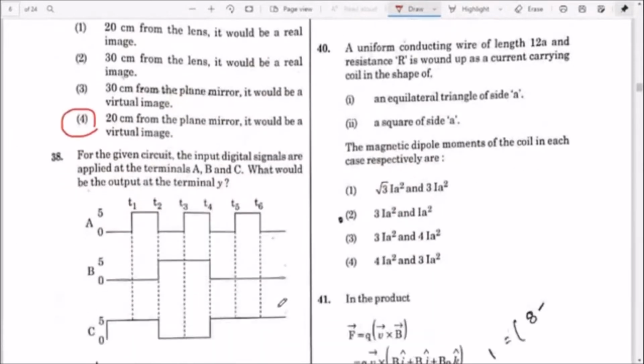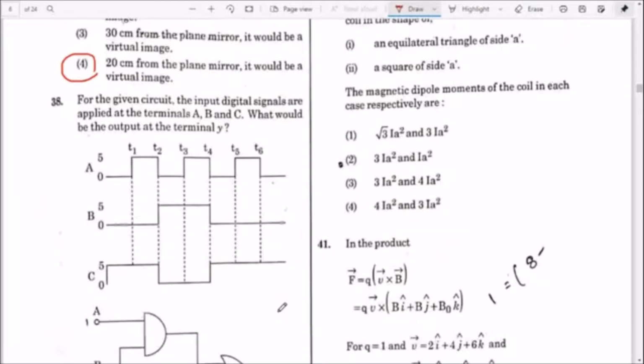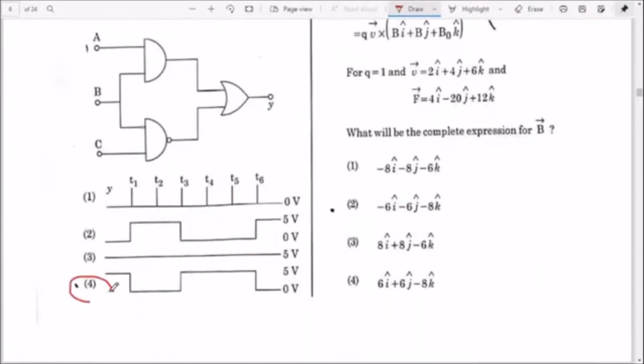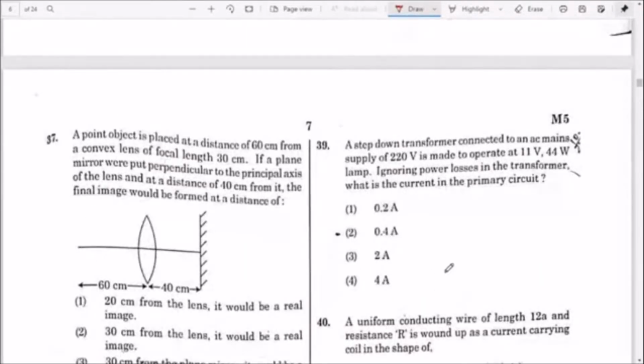Next, for the given circuit, the input digital signals are applied at the terminals A, B and C. What would be the output at the terminal Y? Option number 4 is the correct option, students. Question number 39. A step down transformer connected to an AC mains supply of 220 volts is made to operate an 11 volt, 44 watt lamp. Ignoring power losses in the transformer, what is the current in the primary circuit? Option number 1, 0.2 A, is the correct option, students.